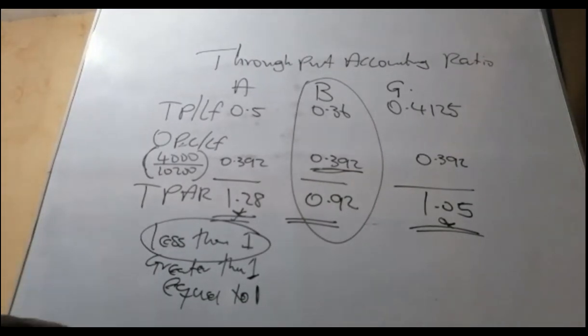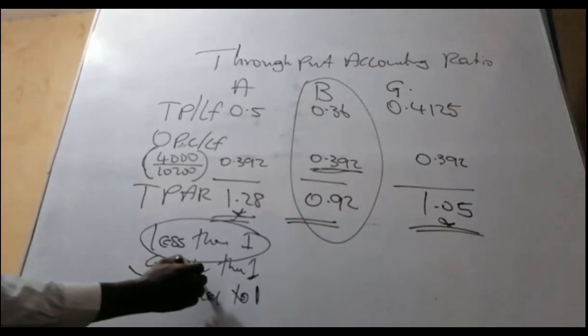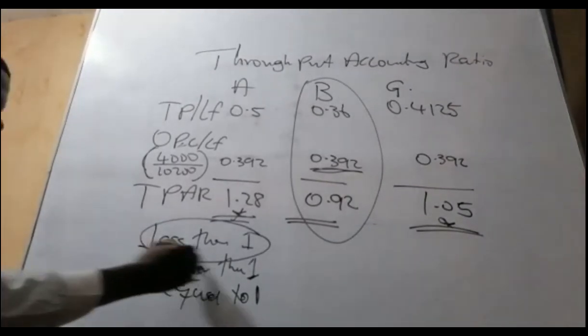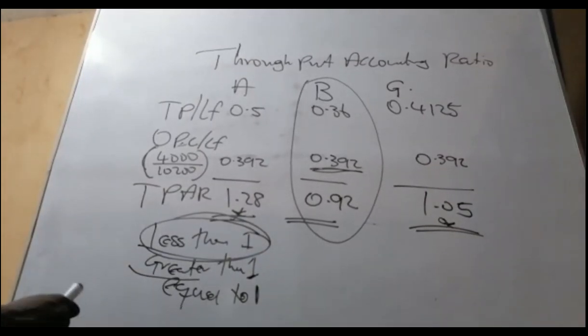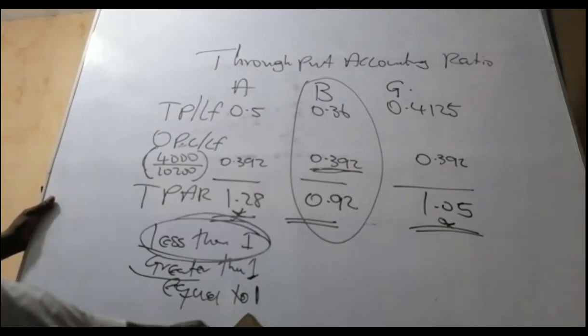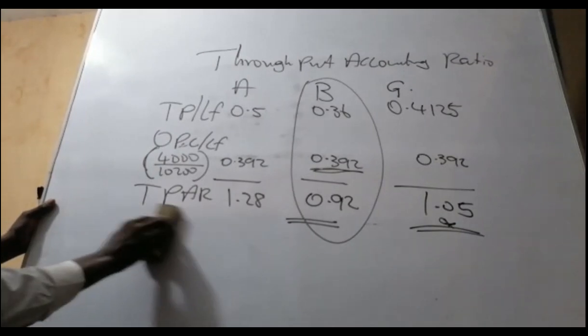Now, the last aspect of throughput is that anytime the throughput accounting ratio is less than 1, especially for beta, the company must assess reasonable ways of increasing it. So what are the ways, the strategies, that the company can adopt in order to increase the throughput accounting ratio?